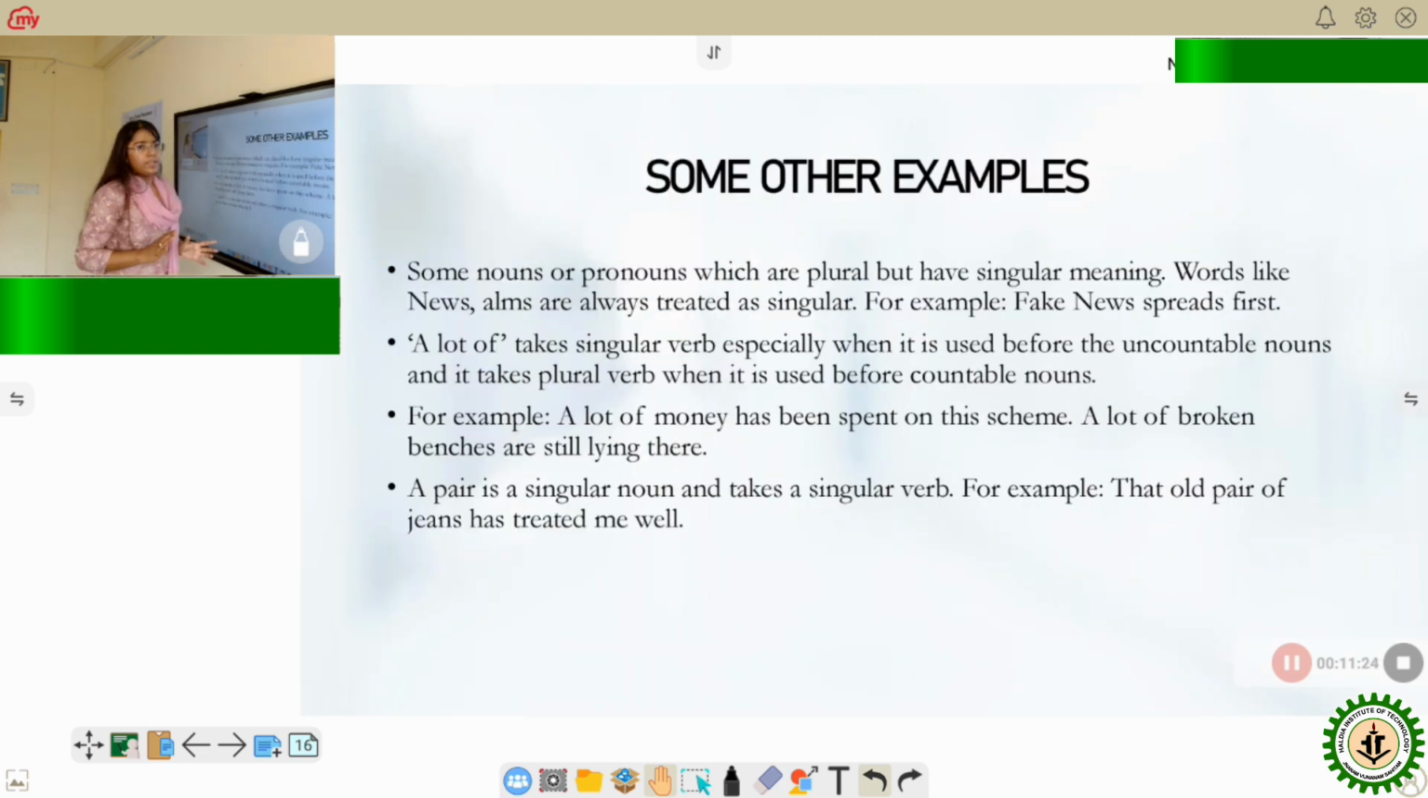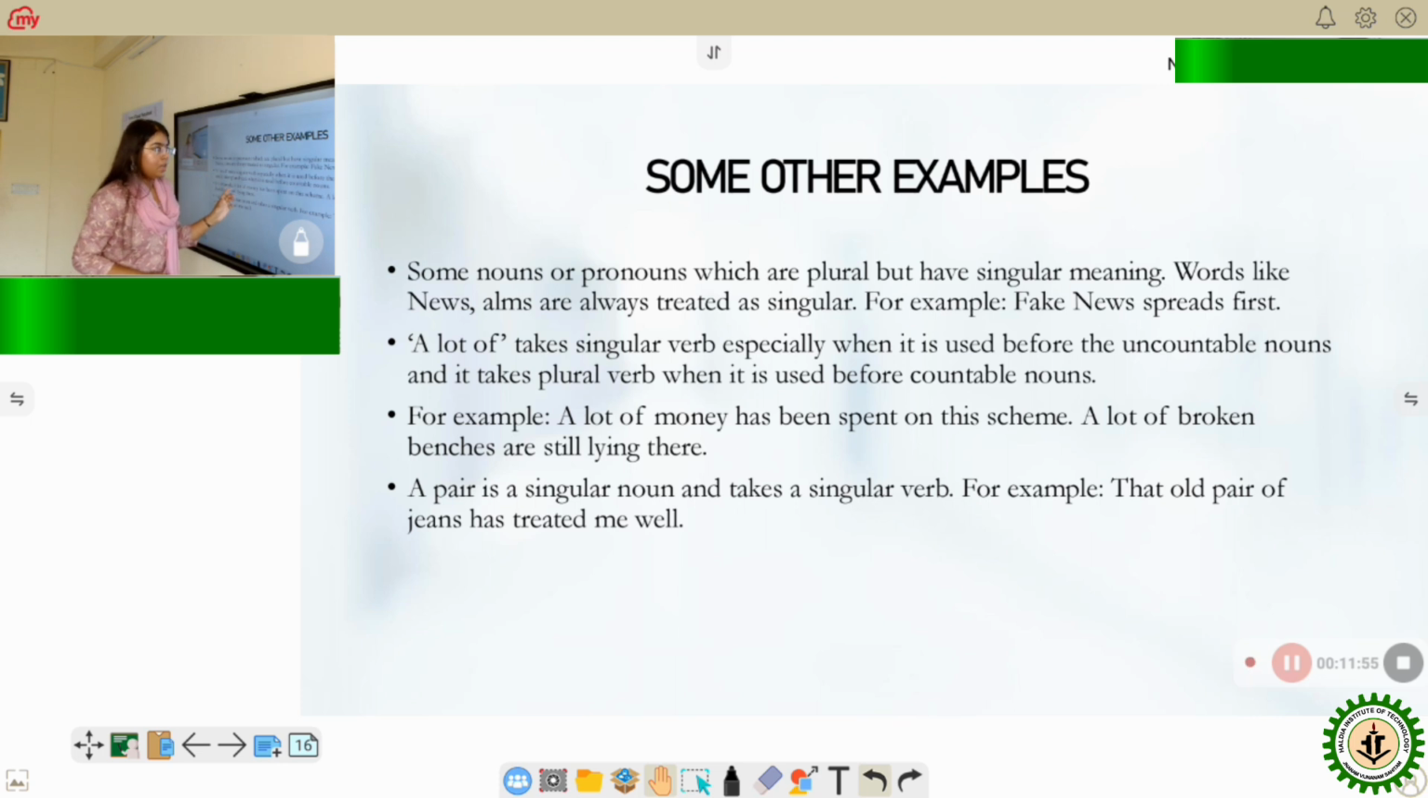There are some other examples, some exceptions to the rule. For example, some nouns and pronouns are plural but have singular meaning, and vice versa. For example, news, arms. These words look plural but they are treated as singular. For example, news: Fake news spreads fast. So even if it looks plural, this type of word is treated as singular.